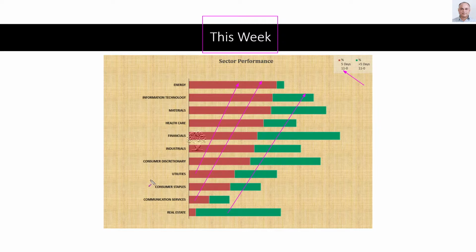If you look at the sectors at the lower end, real estate, consumer staples, utilities, they are also up, but up by relatively less percentage. Those are defensive sectors. So this week was pretty non-defensive, bullish in terms of everything, but non-defensive stocks, growth stocks might have done better. That is what we can read from this chart.